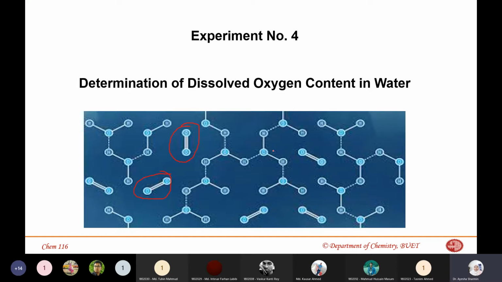When we breathe in air, we get it in percentage, right? 21%. That's a huge amount. But in water it becomes ppm. So that's a very small amount, but it's very crucial.